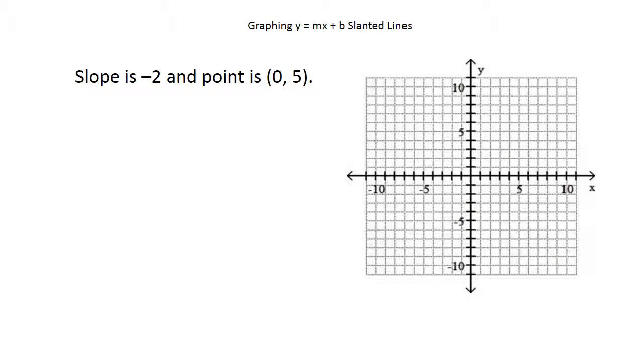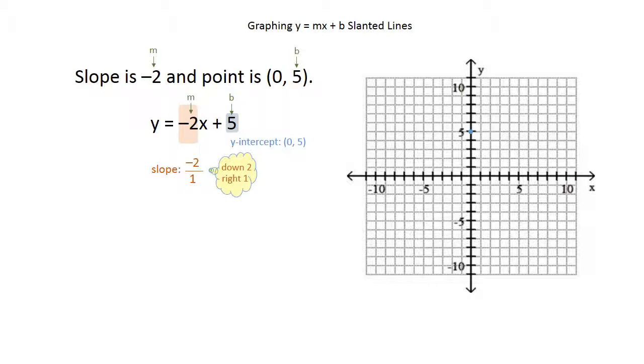You can also graph y equals mx plus b slanted lines where the b is actually in the equation. This one gives you the slope is -2 and the point is 0, 5, and you'll recognize that as an intercept, so you'll just write the equation y equals mx plus b, put the slope as a coefficient of x, and just take the y coordinate out of the point and put that in as b. So y equals -2x plus 5, and then you'd proceed with the y-intercept first, and then take the slope off.